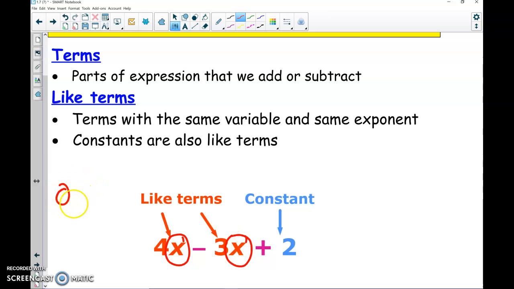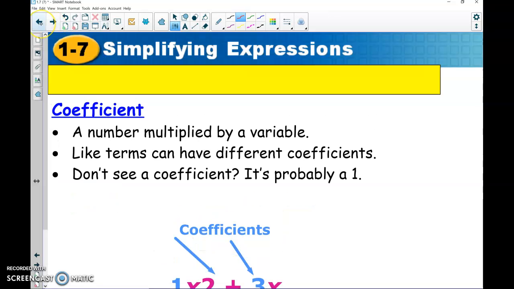We can't add a and b because they have a different exponent. I'm sorry, a different variable. A and b are different. But then we also could not add, if we have something like x to the third and x squared. Because yes, they're both x's, but this is to the third power and this is to the second power. So we can't do that. So really all we care about when we're looking at like terms is do they have the same variable, same letter, and then is that letter to the same power? So in this case, to the first power.